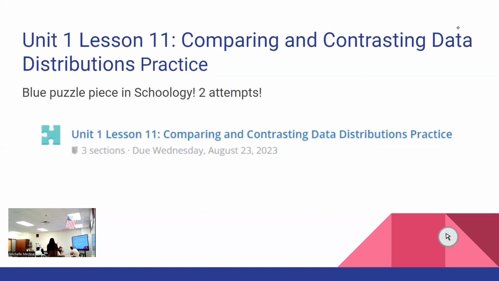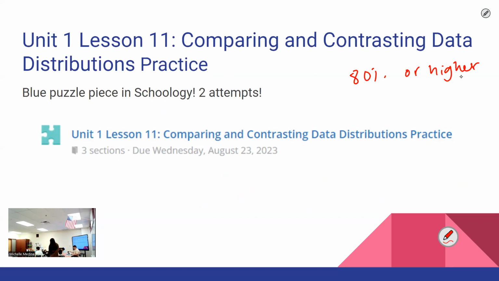So now you have time to work on your lesson 11 puzzle piece. I believe there's 7 questions. Shooting for an 80% or higher. That should definitely not take you the entire hour. So we'll probably fill in the time with something else after that.